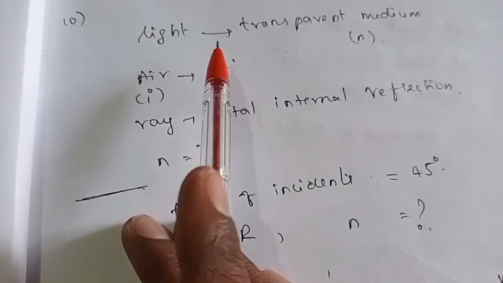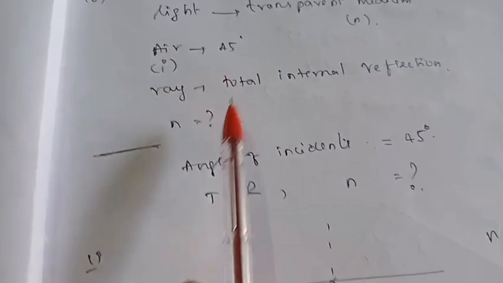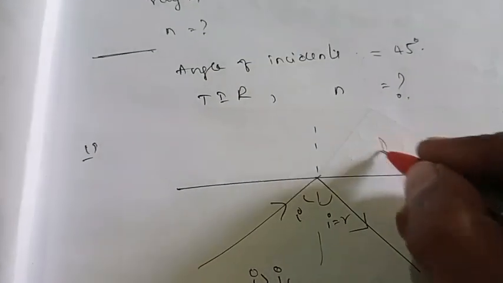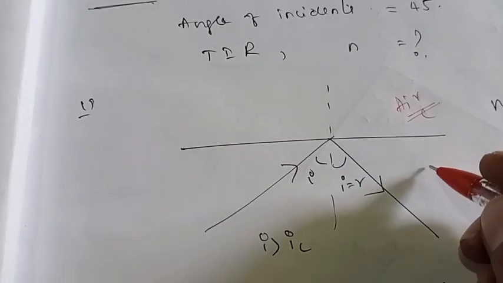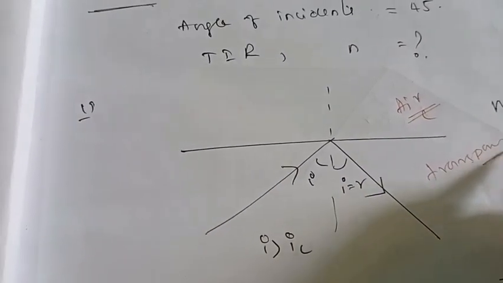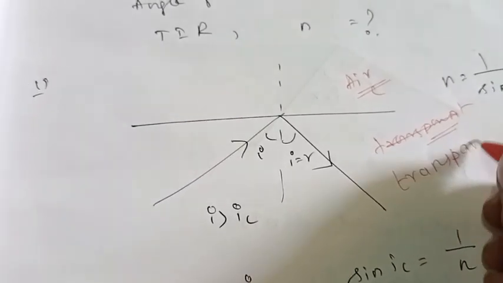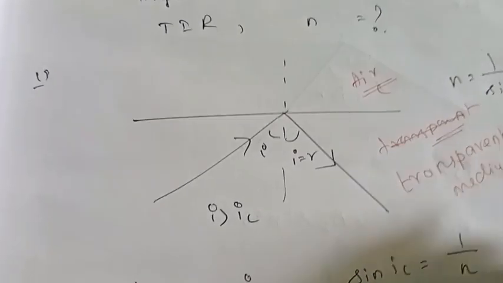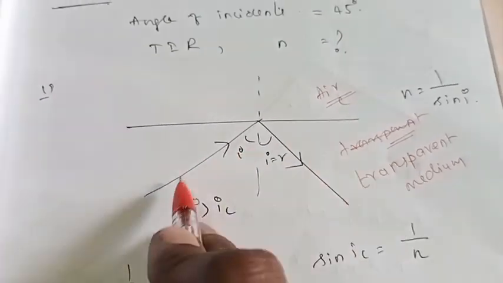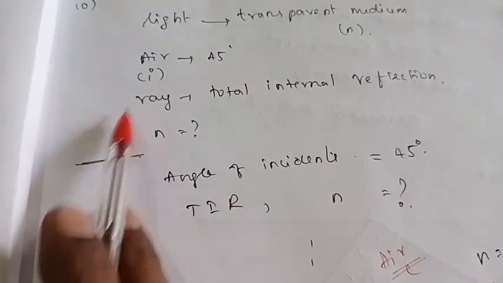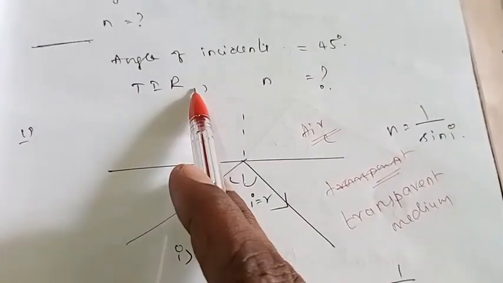Now, what is the message from the question? Light in a transparent medium of refractive index n falls on the surface separating the medium from air. This is the air medium, and this is the transparent medium. Which refractive index is it for the case of total internal reflection? That's the question. The ray falls at an angle of incidence of 45 degrees and goes to total internal reflection. What is n?